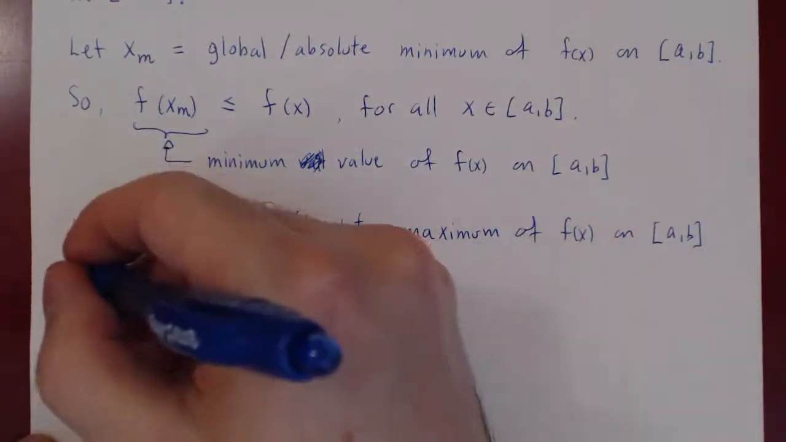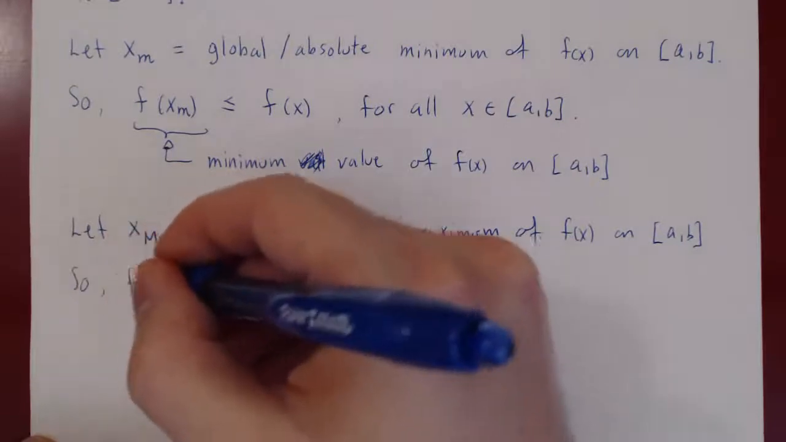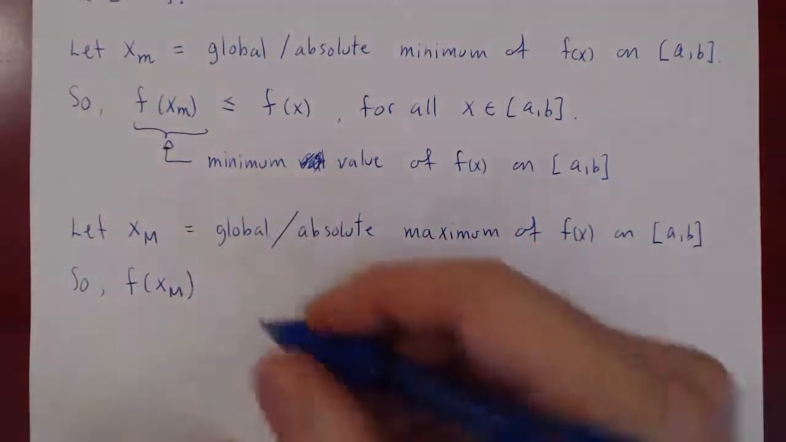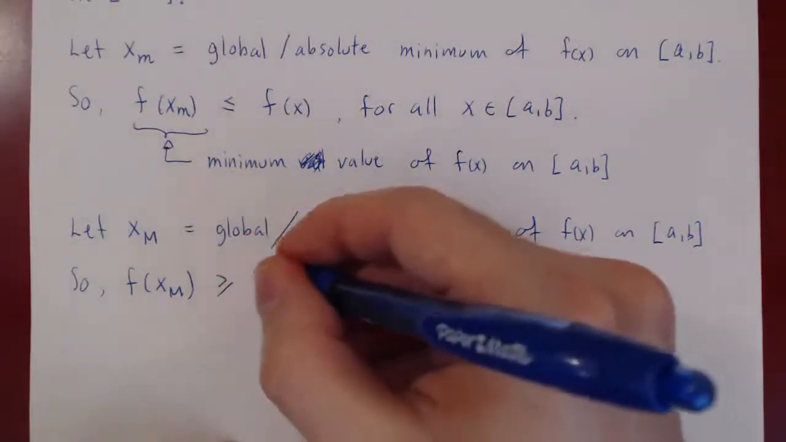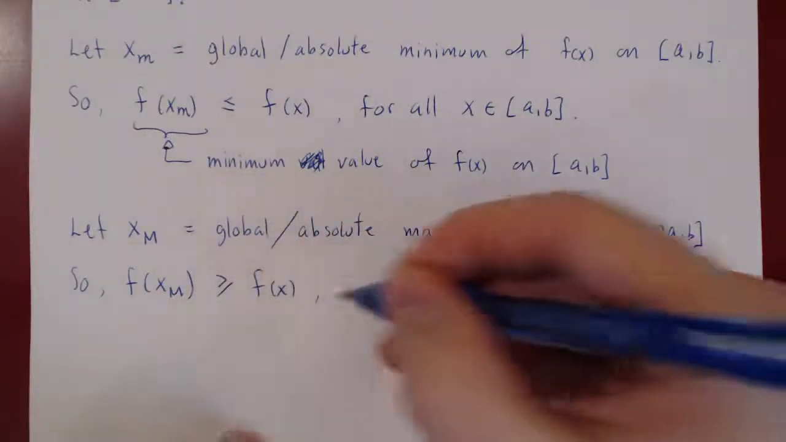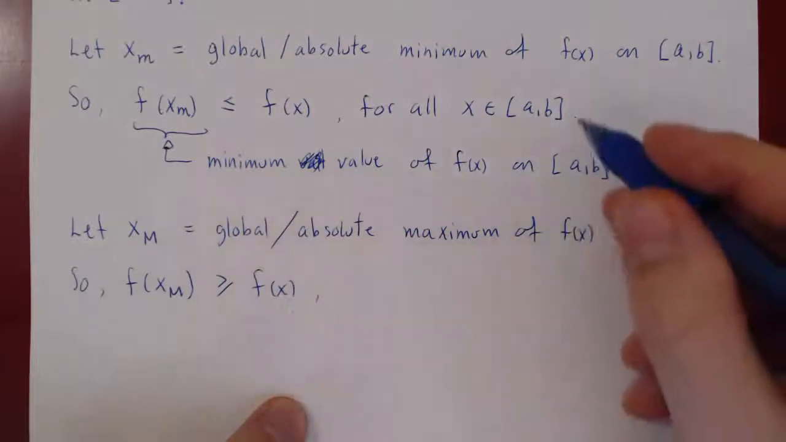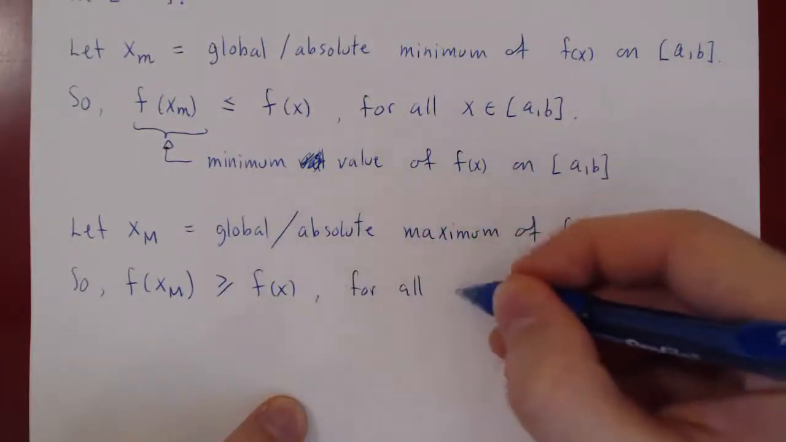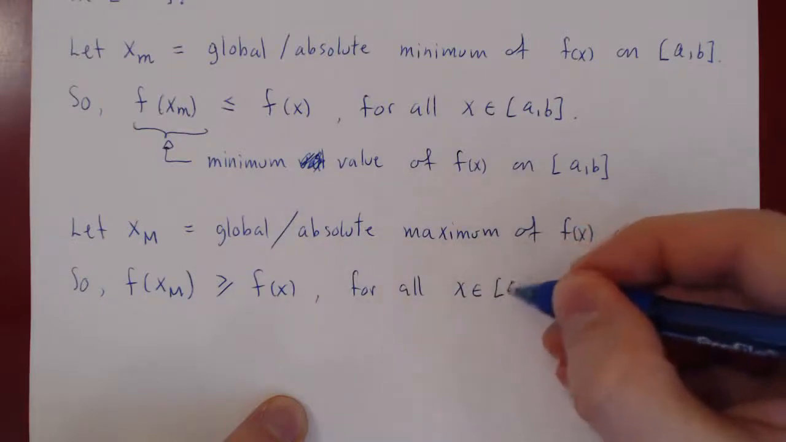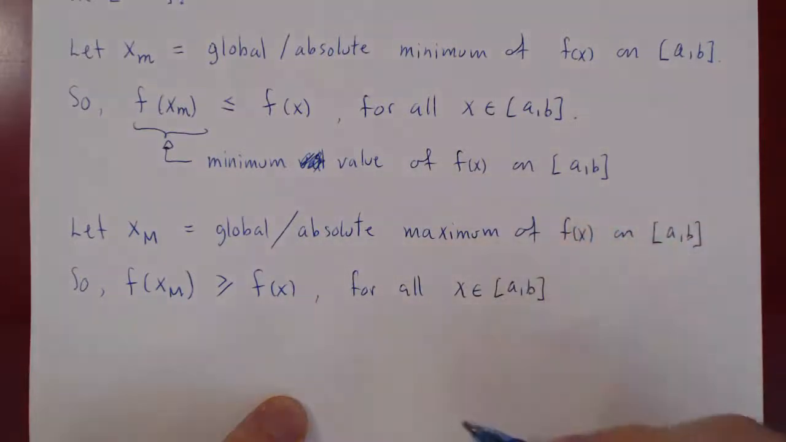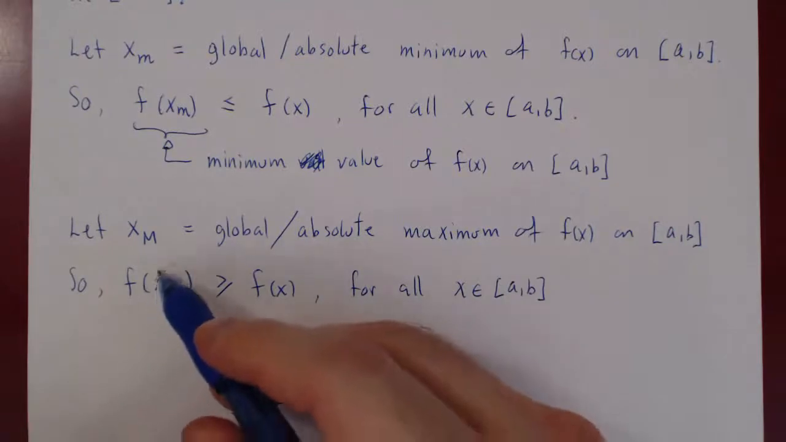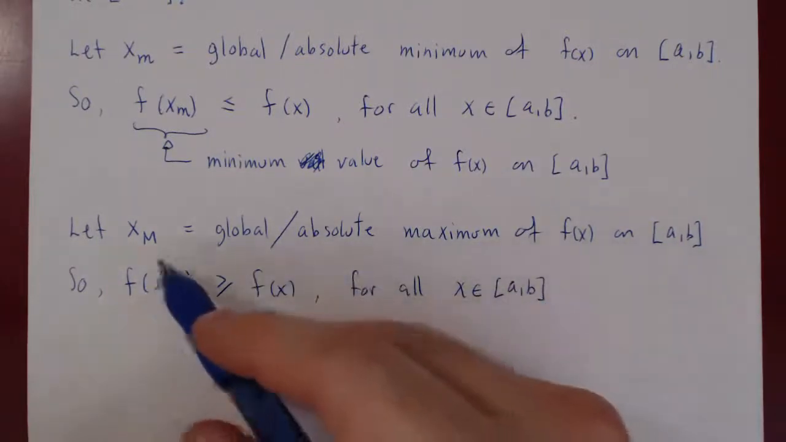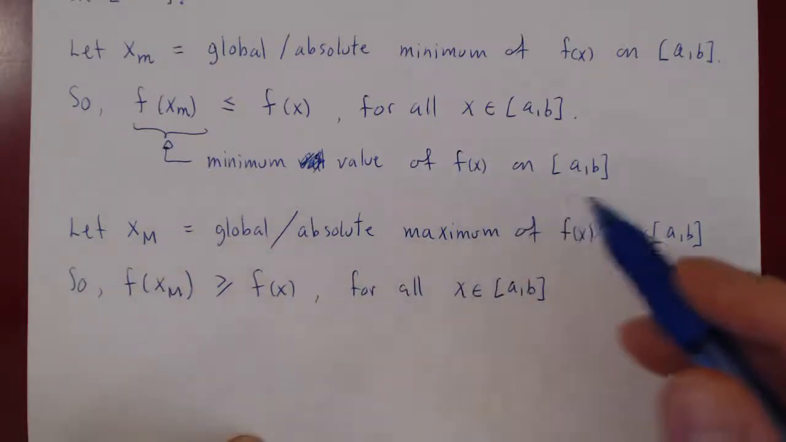So what does that mean? Well, the value of the function at its global absolute maximum must be greater than or equal to any other value of the function for any other point inside the interval. And of course, this is the largest value of f attained inside this interval, so we call this the maximum value of f of x on a b.